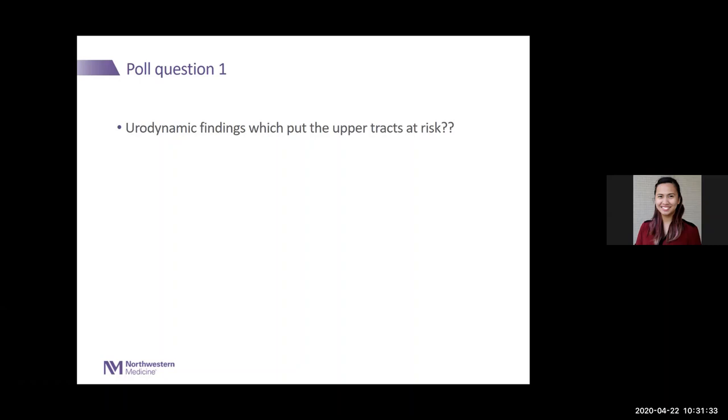And a high Valsalva leak point pressure is kind of what we all have, or we should have if we don't leak. So a high leak point pressure is you cough and it takes a whole lot of pressure for the urine to come out. That's not necessarily going to hurt your kidneys. Now, that was a trick, of course, because if you talk about detrusor leak point pressure, a high detrusor leak point pressure can be problematic in the neurogenic population.